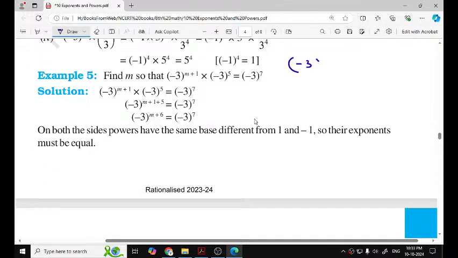Minus 3 raised to m plus 1 into minus 3 raised to 5. Bases are same, product of numbers, so addition of their powers, and this is equal to minus 3 raised to 7. Bases are same, so we equate the powers because the terms are equal. Therefore what we have, m plus 6 is equal to 7. Transposing 6, we get this as 7 minus 6, so value of m is 1.